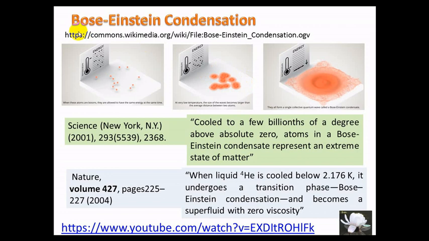The fifth state of matter is known as Bose-Einstein condensation, when the elementary particles are cooled to a few billionths of a degree above absolute zero. It undergoes a phase transition, Bose-Einstein condensation, and becomes a superfluid with zero viscosity.